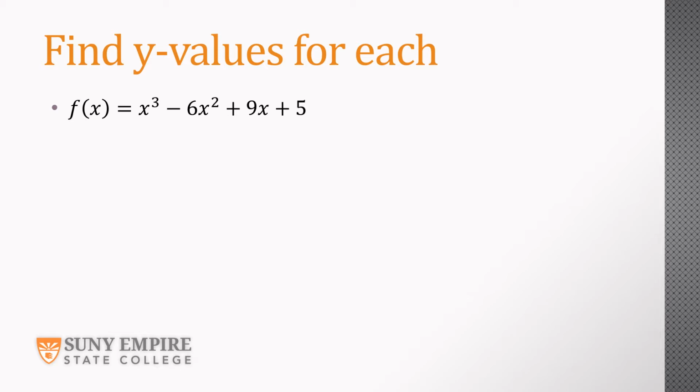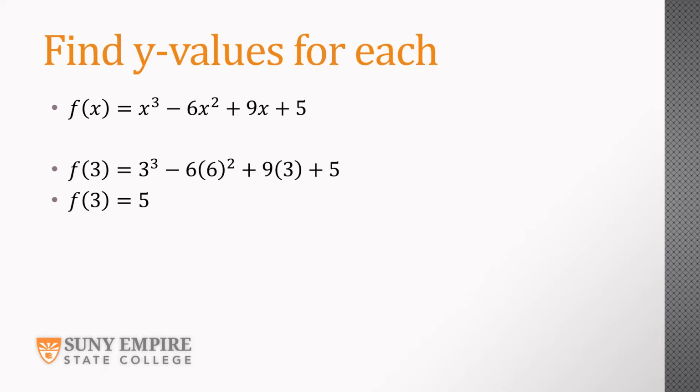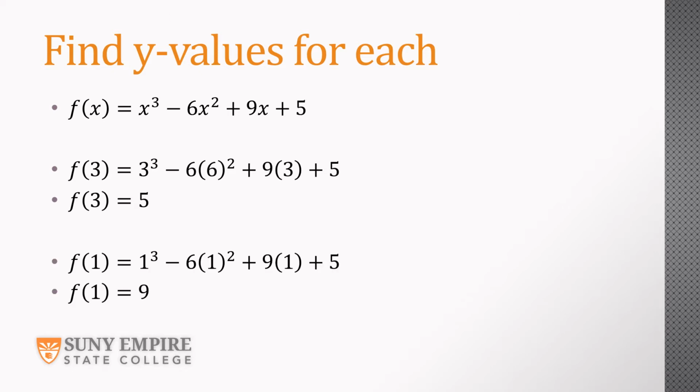To create our graph, we need the corresponding y values for the x values we just found. To do so, we plug each value into the original function, f of x equal to x cubed minus 6x squared plus 9x plus 5. Plugging in and solving, we find that f of 3 equals 5. Substituting 1 for x, we find f of 1 equal to 9.